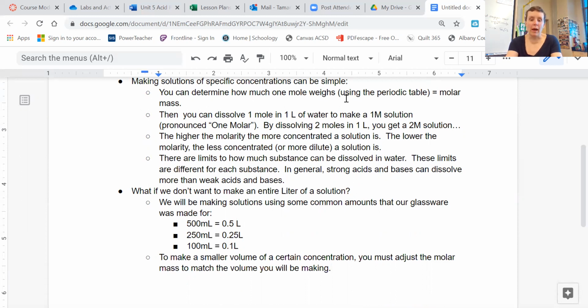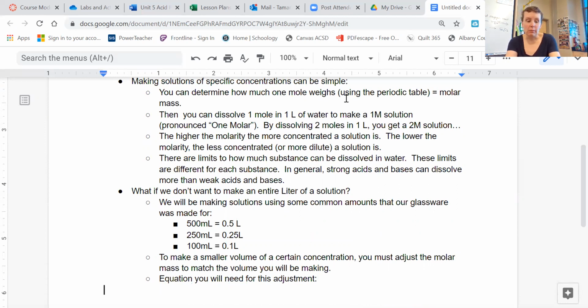And by adjusting the molar mass, in the previous examples that we talked about above, we were dissolving an entire mole, which is the molar mass. We're not really changing the molar mass of the substance, but we are changing the amount that we need to dissolve. So we need to adjust that amount, okay? And I'm going to give you an equation. So, the equation you will need for this adjustment.